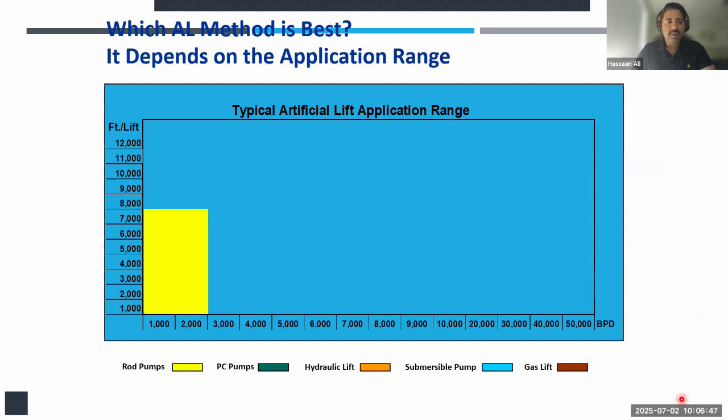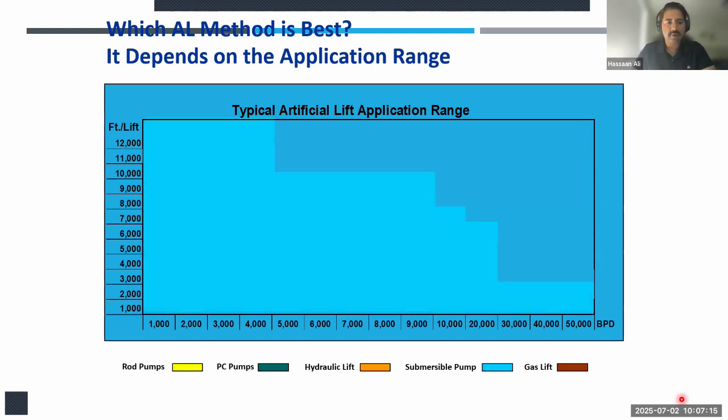Then similarly, in terms of your barrels of fluid per day versus the lift that is required, you can see that the rod pumps are good for 2,000 barrels of fluid per day, and the lift can go all the way to 7,000 feet. But when you go to the PC pumps, as soon as you start increasing your barrels of fluid per day, your lift will decrease.